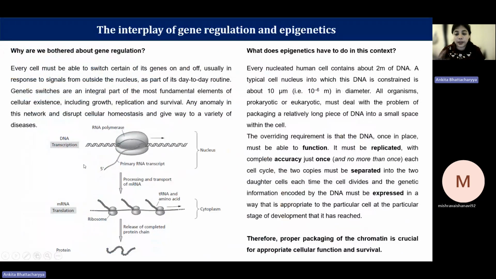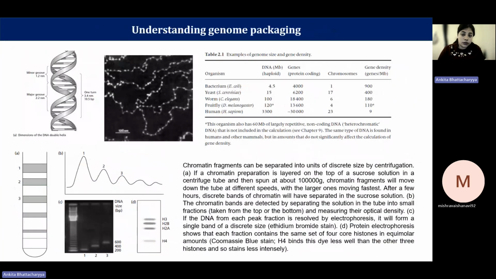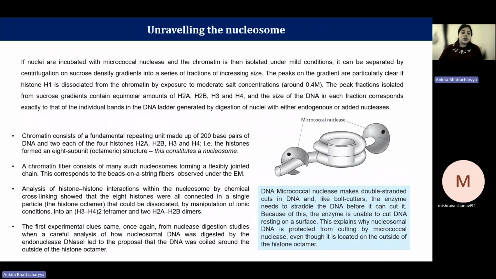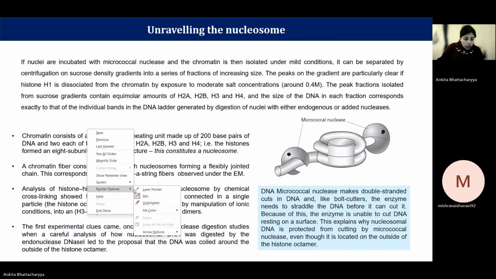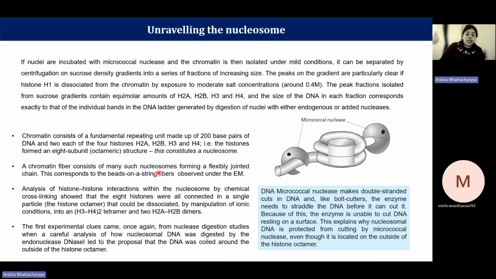that eventually end up forming the chromosome that you're able to see, that protects the DNA, that maintains the ability of the DNA to undergo proper replication only once, so that there are no mishaps. The two copies should undergo proper segregation between two daughter cells, and the DNA should be dynamic such that it can get expressed when it is required. So one chromatin fiber, like I just mentioned, undergoes packaging such that it consists of many such nucleosomes forming a flexibly jointed chain.